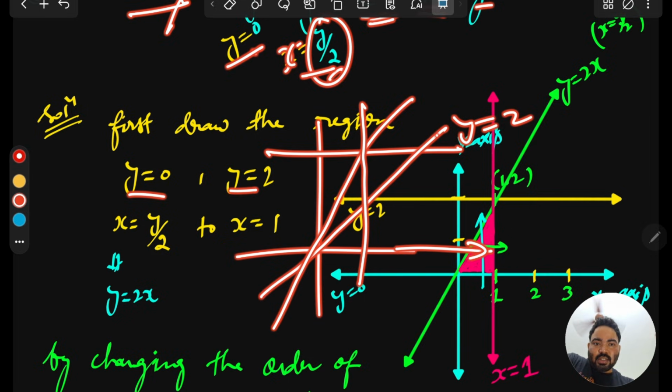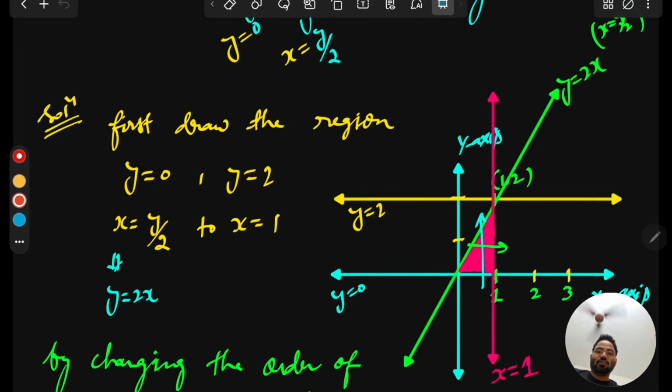Don't just remove this line. This is not our line. So our region will be like this. I think this is the region over which we have to find the integral. So this is the way you can draw the region quickly.